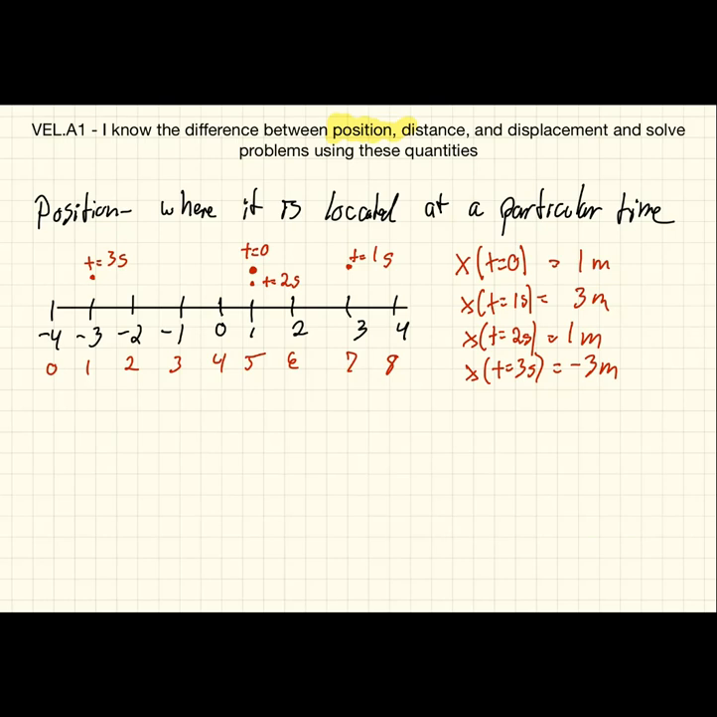Now, the next thing I want to take a look at is displacement. Okay. So displacement is telling us about how far and what direction the object has moved between two positions. So displacement tells us about direction and distance.